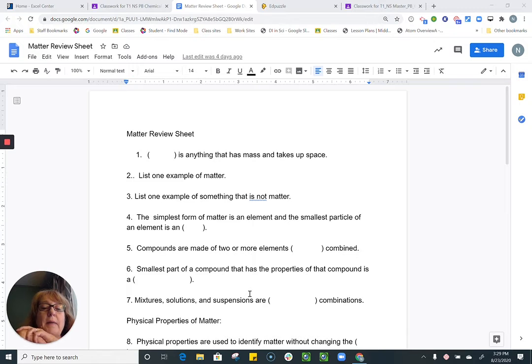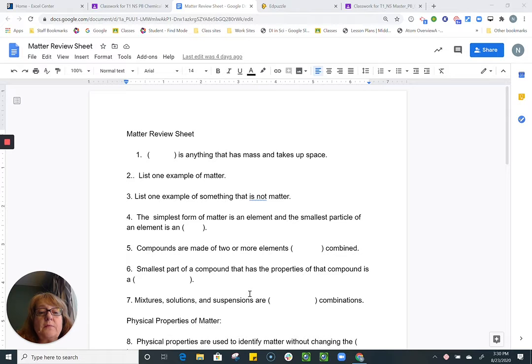Answer number one is matter. Matter is anything that has mass and takes up space. So one example of matter could be a table, grass, trees. Even air is considered matter because you can compress it into a certain space and it will have volume. Something that's not matter would be like light or electricity. It does not have volume or occupy space. So light would be a good example of that.